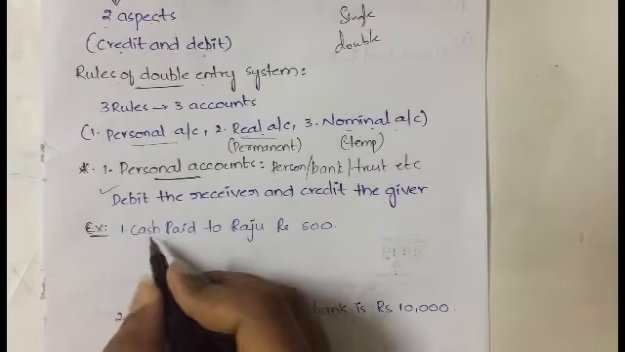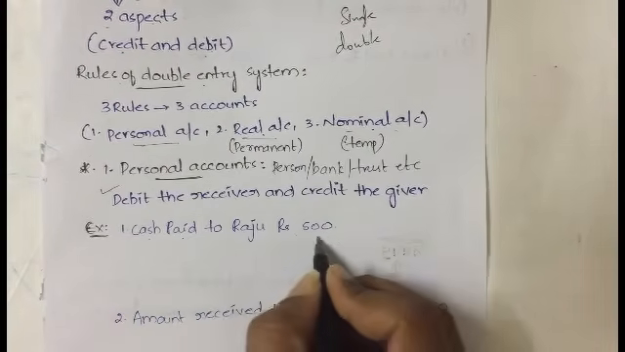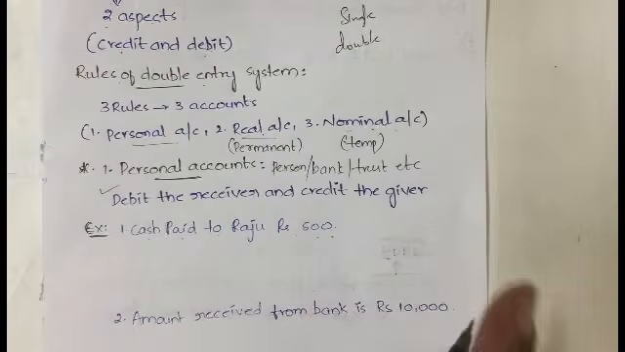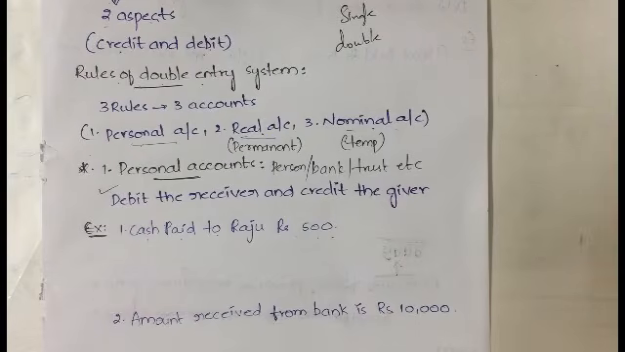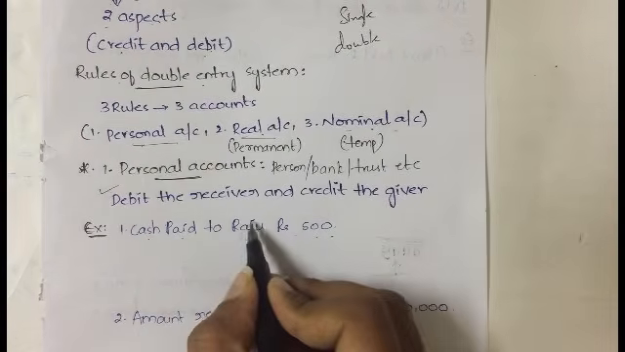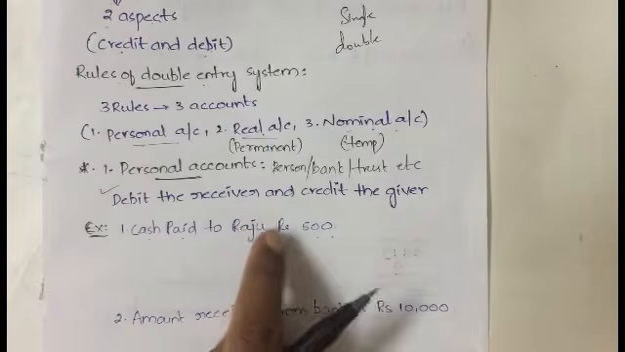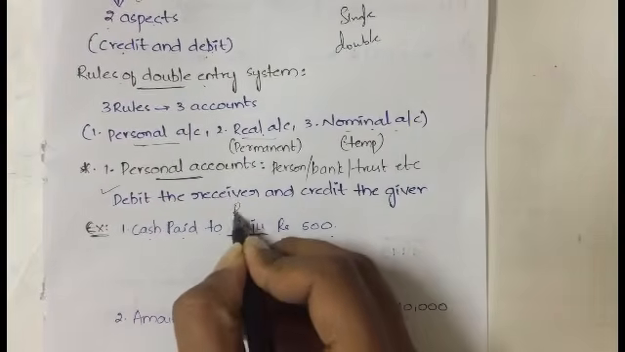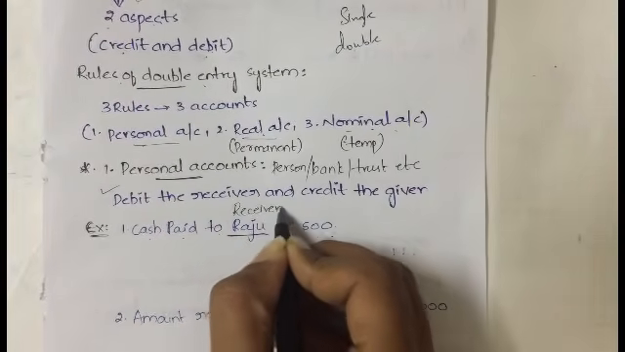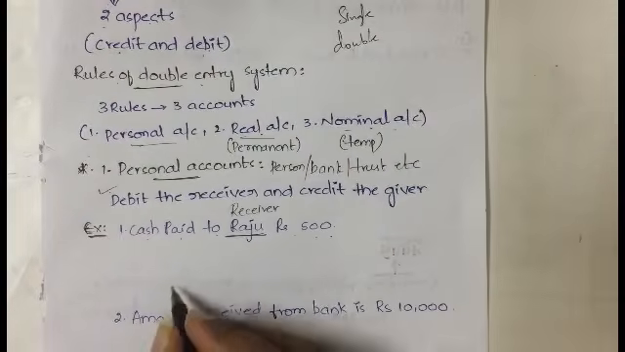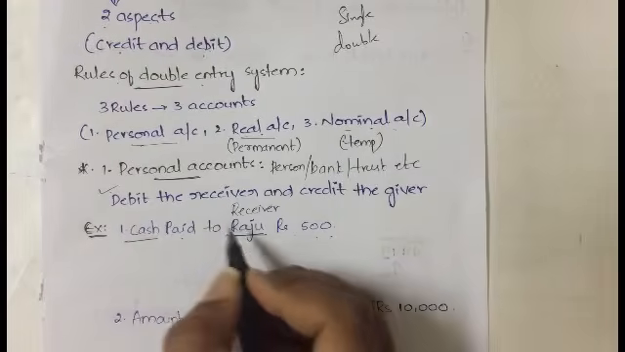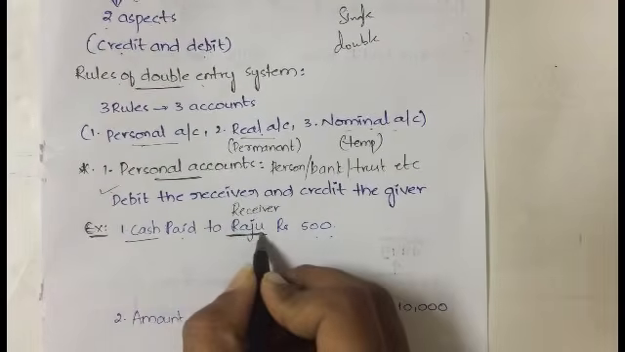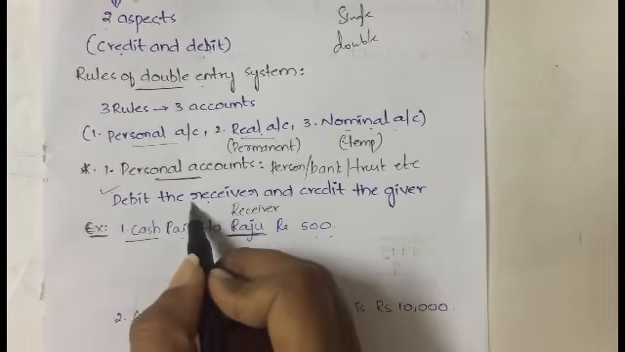Now, cash paid to Raju is rupees 500, right? Here, who is the receiver and who is the giver? We have to find out first. Cash paid to Raju, that means we are paying money to Raju. That means Raju is the receiver, right? Next, cash is what is being paid, so cash is the giver. So what we have to write: Raju's account should be debited, because we debit the receiver.